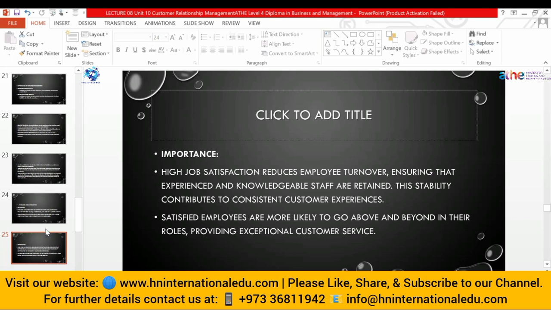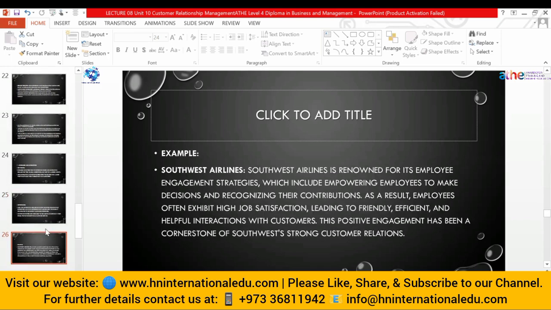Satisfied employees are more likely to go above and beyond in their roles, providing exceptional consumer service. That is, they're going to have changing designation levels too. For example, Southwest Airlines. Southwest Airlines is renowned for its employee engagement strategies, which include empowering employees to make decisions and recognizing their contributions. As a result, employees often exhibit high job satisfaction, leading to friendly, efficient, and helpful interactions with the consumers. This positive engagement has been a cornerstone, that is the competitive edge, of Southwest's strong customer relations.